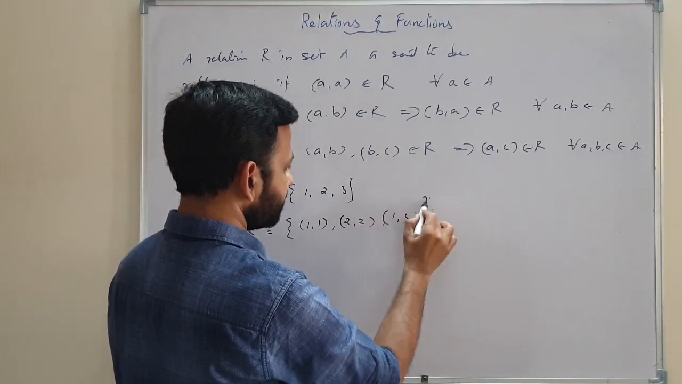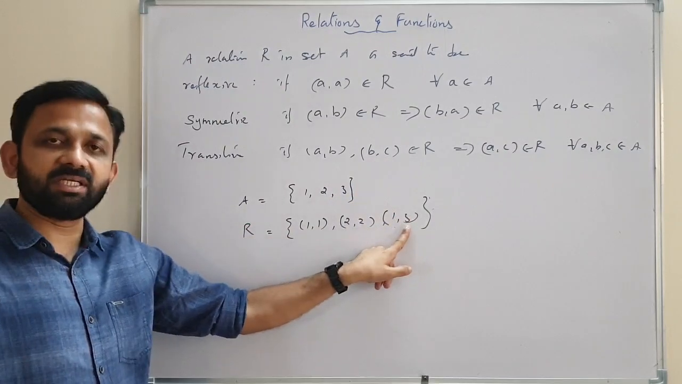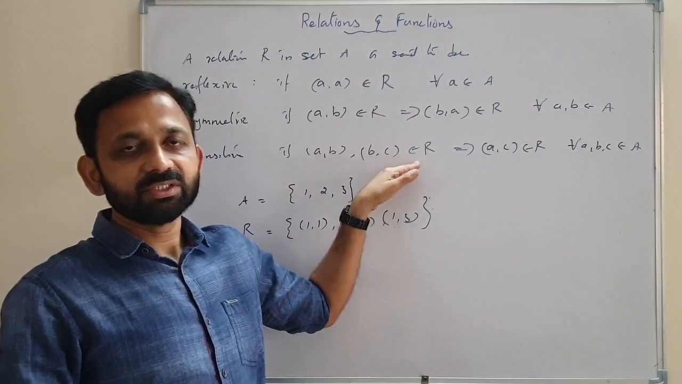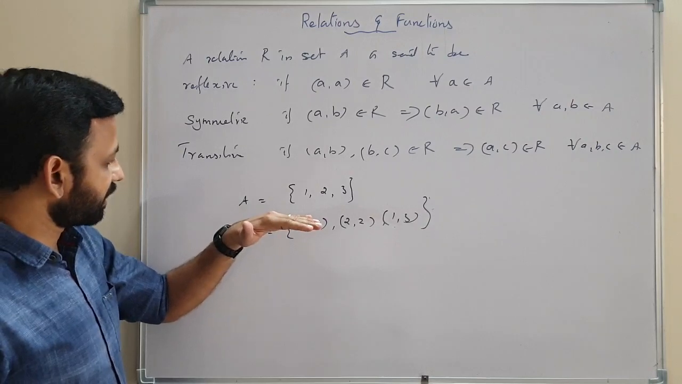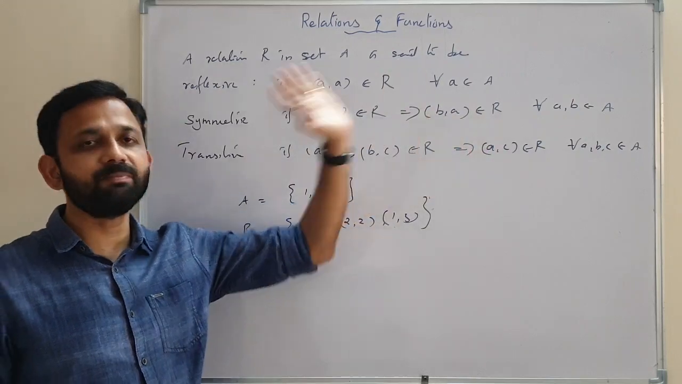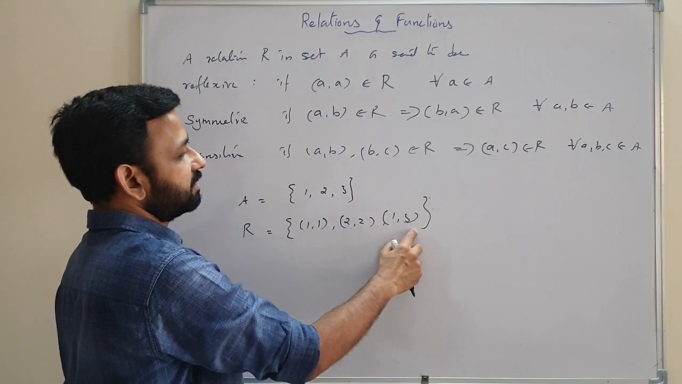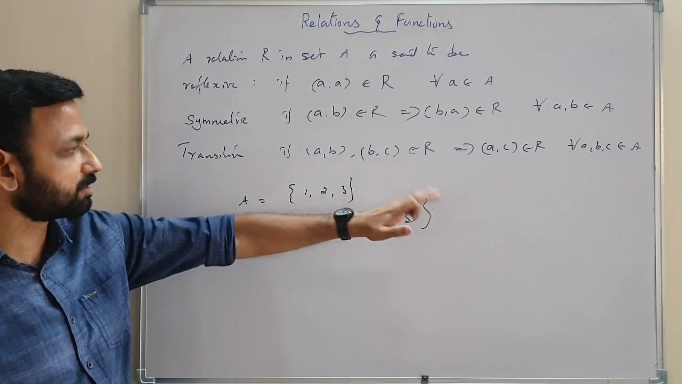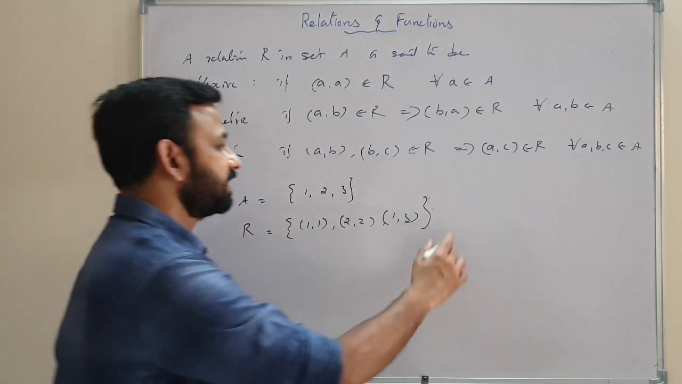But in this case, (1, 3) is there, but a second element starting with 3 is not there. So we cannot contradict the transitive property. If we cannot contradict the transitive property, then the relation is transitive. If we have two pairs, then the third one should be there. If we have only one pair and the second one is not there, then we cannot contradict the transitive property. In that case, it is transitive.